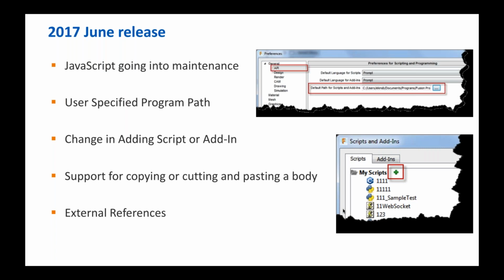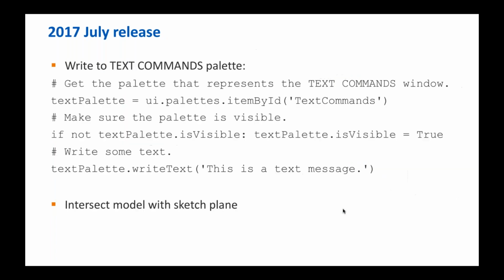We also added support for copying or cutting and pasting a body, and also external references related functionalities have been added in the API. And then another thing is, now you can also write to the text commands palette. I'm not sure if every one of you is familiar with this, but in certain cases it can be quite useful to just open up the text commands palette inside Fusion 360, where you can type additional things.